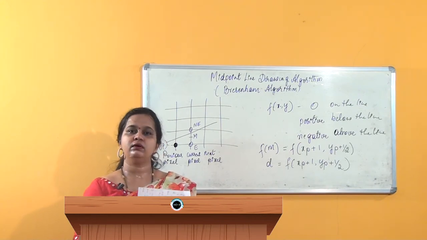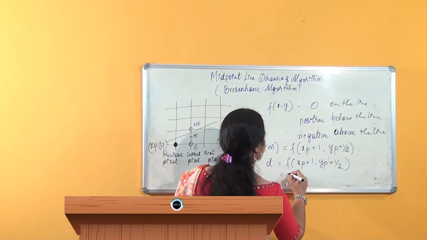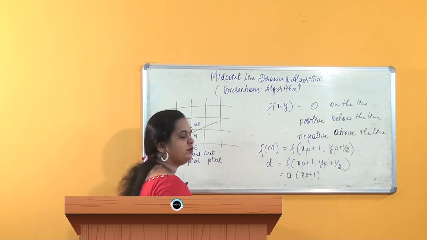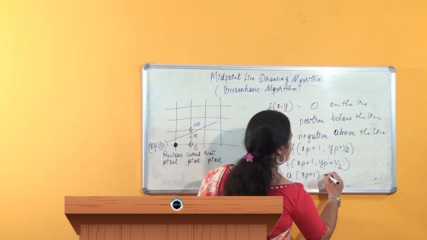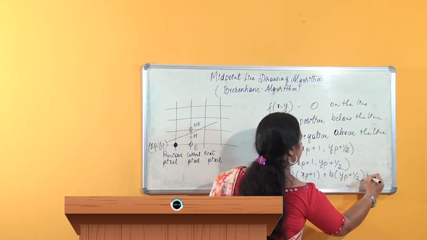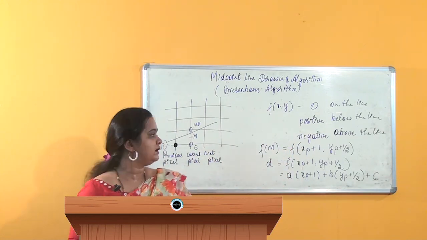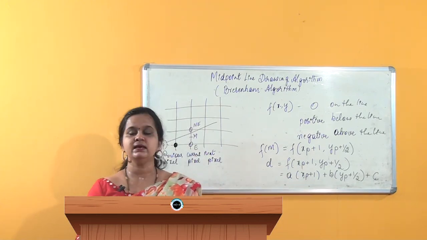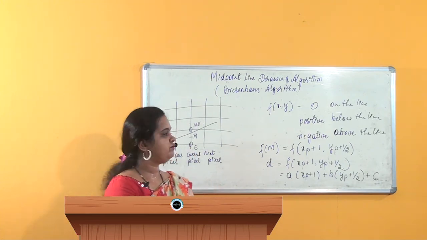And how do you put this value in the equation? Here x plus 1 will be treated as the variable x, so therefore ax plus by plus c. So this variable d is equal to a into xp plus 1, plus b into yp plus half, plus c, and it is going to be our decision variable. And what is the value of this decision variable?